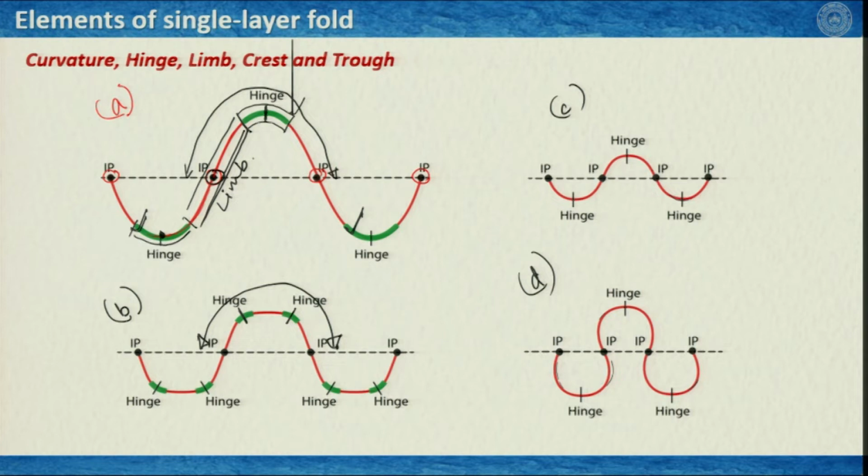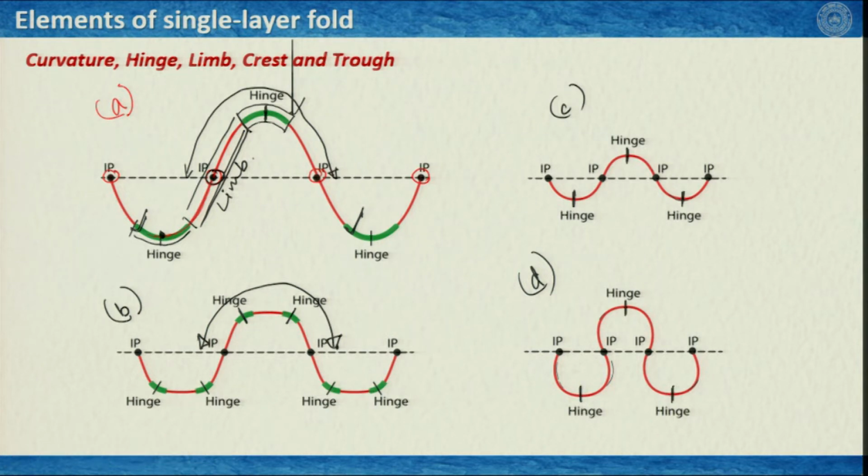So, in that case, if I have constant curvature all along the folded train, then the hinge point is defined as the middle point between 2 successive inflection points. So, this is the hinge point here, this is the hinge point here, this is the hinge point here. Similarly, in illustration D, these 3 are the hinge points that you can consider.